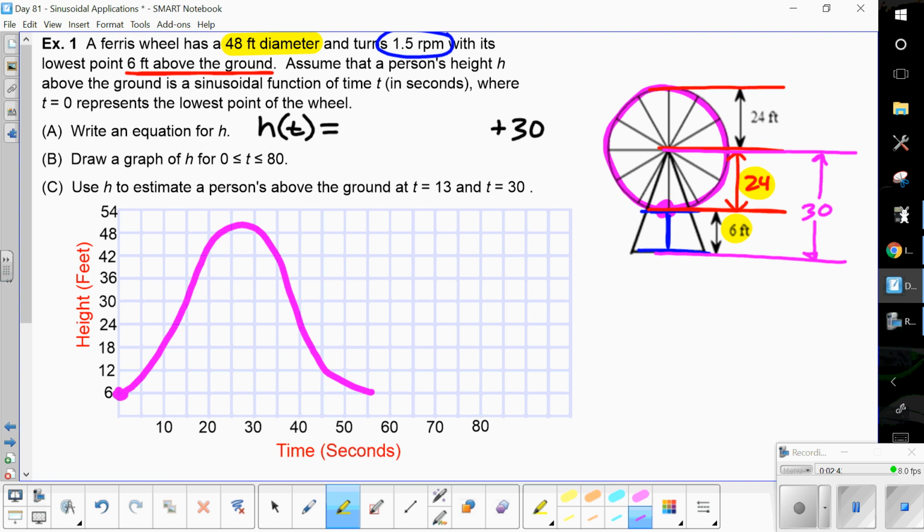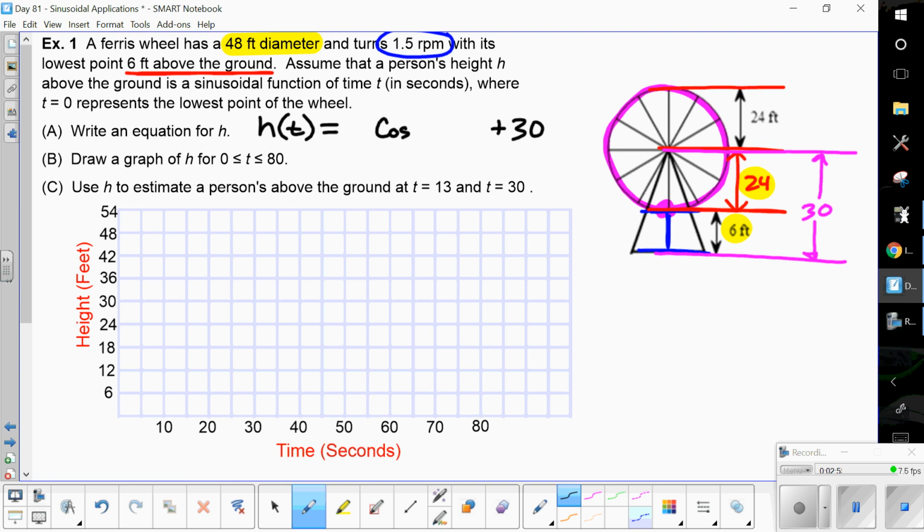Okay, so that right there looks like a cosine graph. And in fact, it looks like a flipped cosine graph. So we'll go ahead, and we know it's going to be cosine. And we know it's going to have a negative here to flip it. And my amplitude of this graph is just going to be the radius. So I would put 24 right here. And this out here again is my vertical shift. Okay, so we're pretty close. I need a variable here. I'm going to use t.